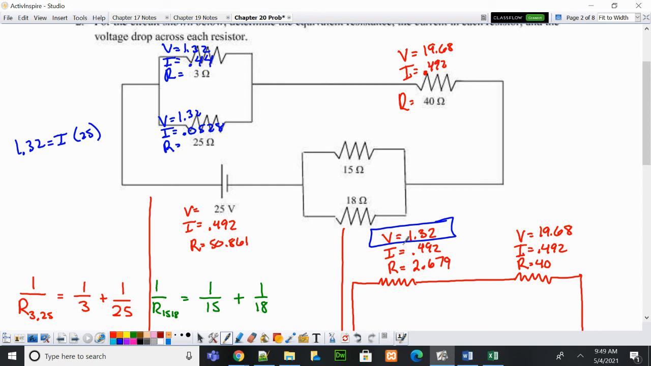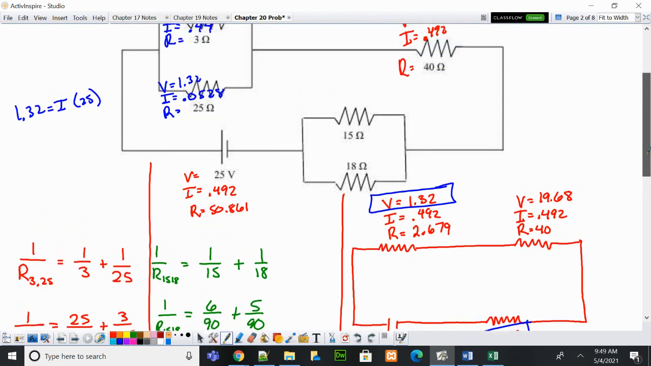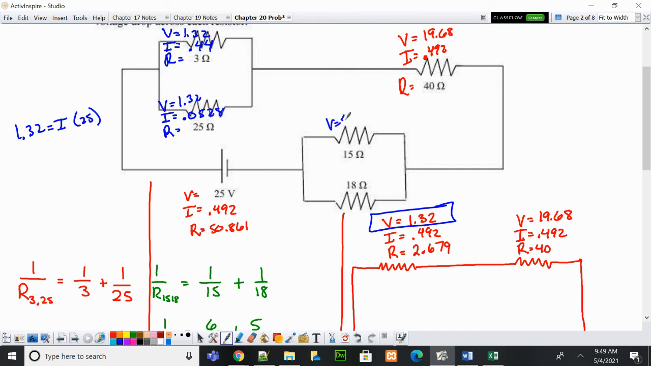Similarly with this one, what stays the same in parallel? The voltage. So we take the voltage of 4.03 and put that down for both. And then we know our resistance because it's given to us. And we solve for current. So 4.03 divided by 15.269, and then 4.03 divided by 18.224 amps.